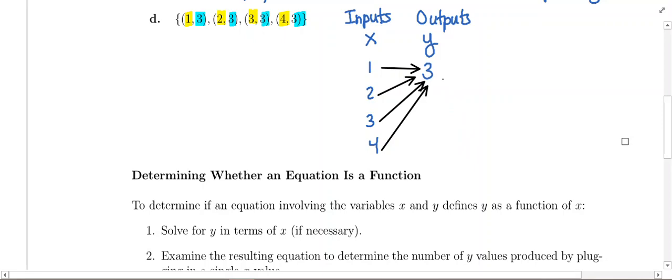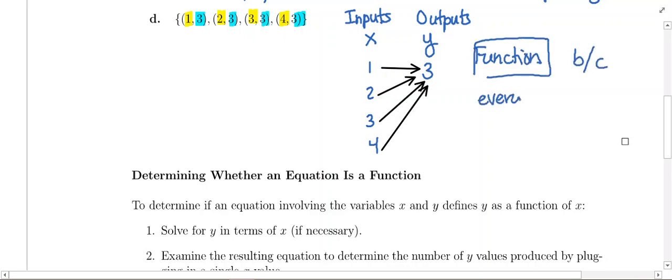Every input has the same output. Is this a function? Well, does every input have a single output? Yes. 1 has a single output, 3. 2 has a single output, 3. 3 has a single output, 3. 4 has a single output, 3. It's okay that they all have the same output. What matters here is that every input has 1 output. So this is a function. And we're going to write because every input has a single output.